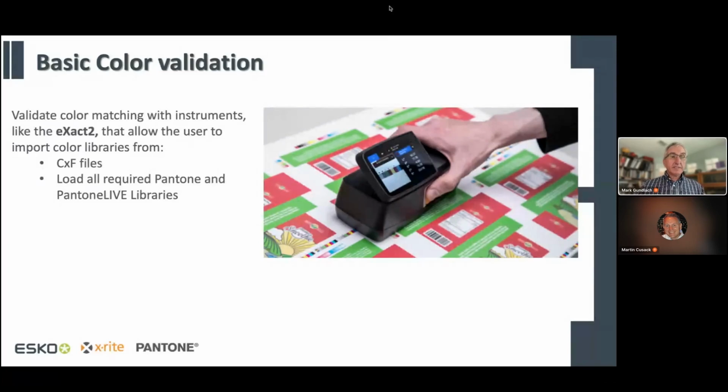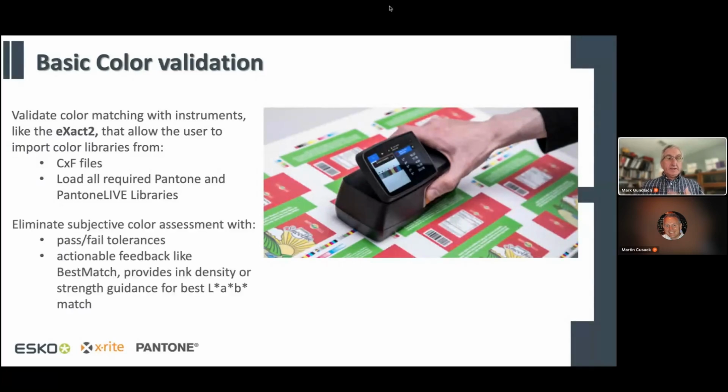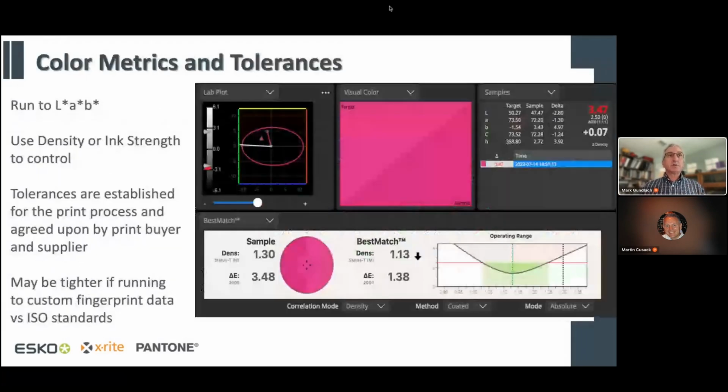Okay, and this is going to help you eliminate that subjective assessment of viewing the colors. It's going to provide pass-fail tolerances along with actionable feedback like best match, which we're going to show you here in a moment. And this is going to provide ink density or ink strength guidance to achieve that best LAB color match. A better method, though, is to actually work within software, okay?